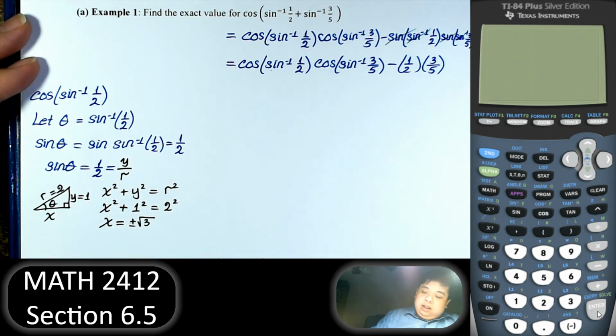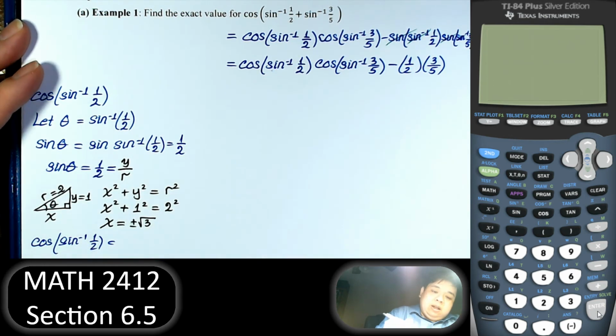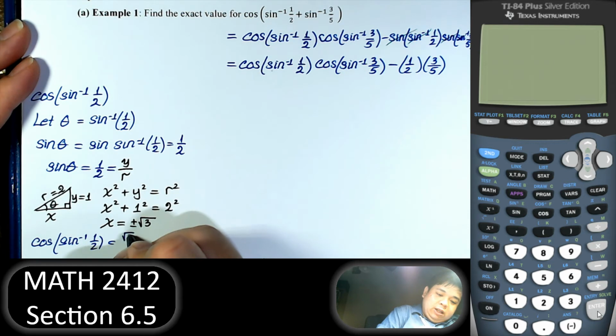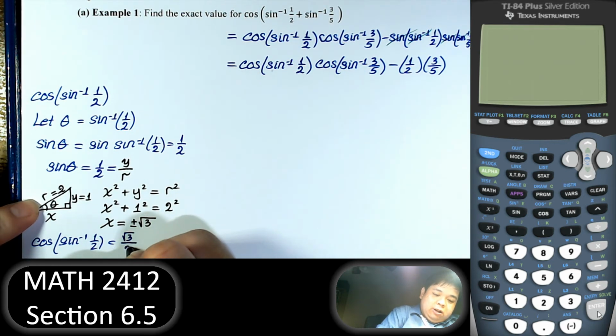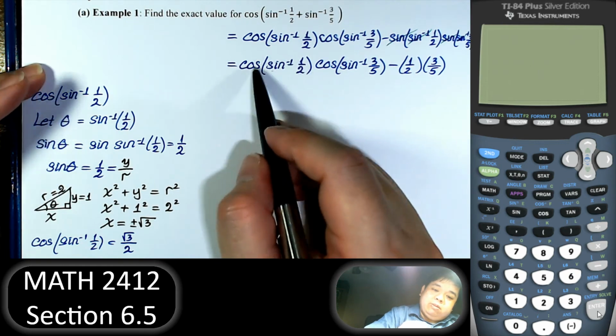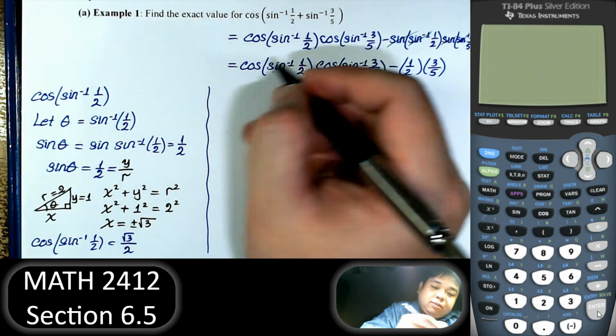And finally, cosine of sine inverse of 1/2 is square root of 3, x over r. Right, so we find one of them, so we have square root of 3 over 2. Now let's try the other one.